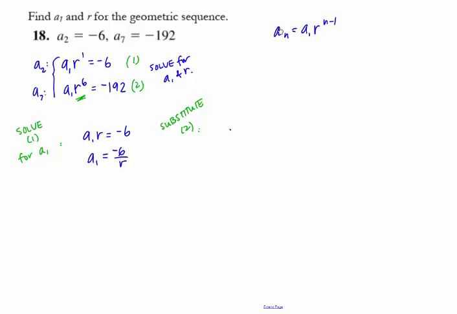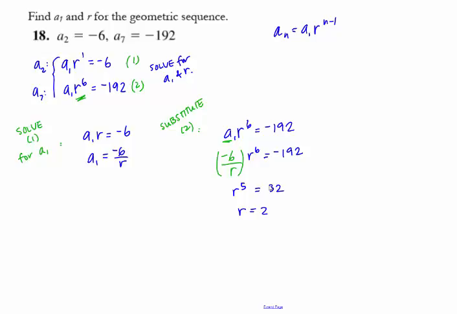So now we have equation 2, a1 r to the 6 equals -192. Well, we can put the value for a1 that we found in there, -6 over r times r to the 6 equals -192. Now we can solve for r. This is r to the 5th on this side equals -192 divided by -6, which is 32. So r equals 2, the 5th root of 32.